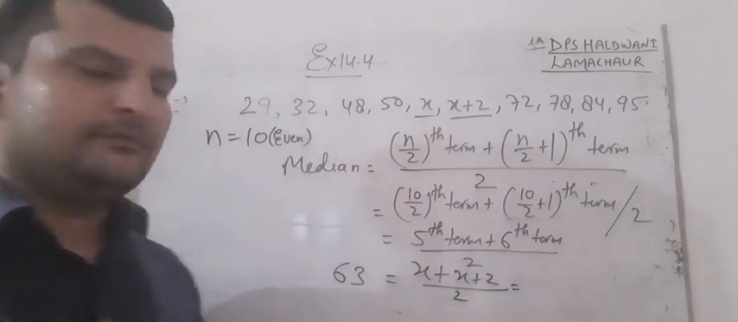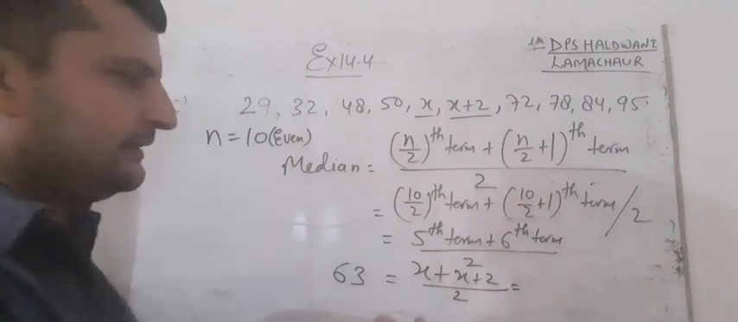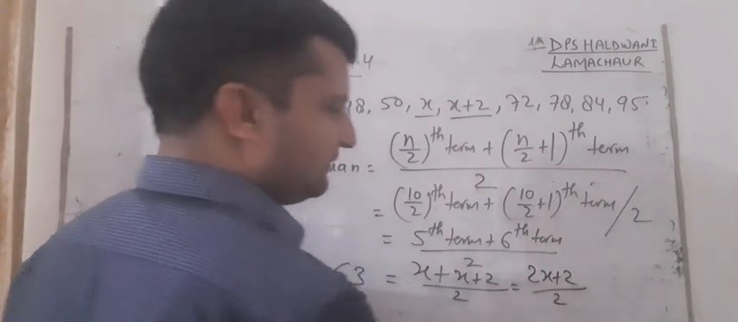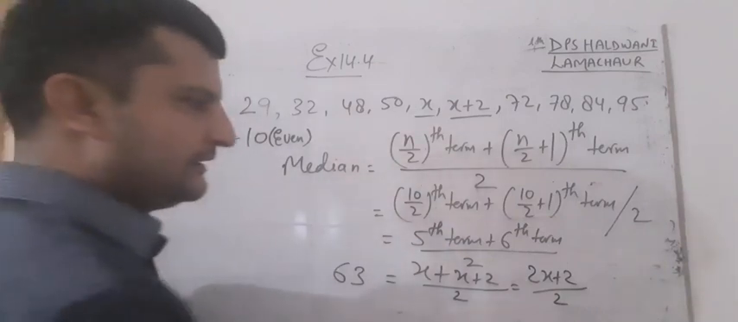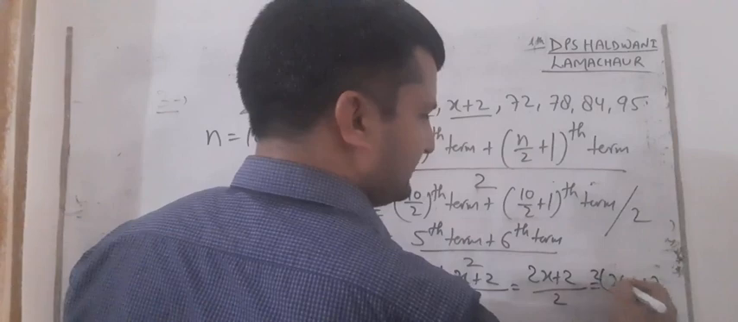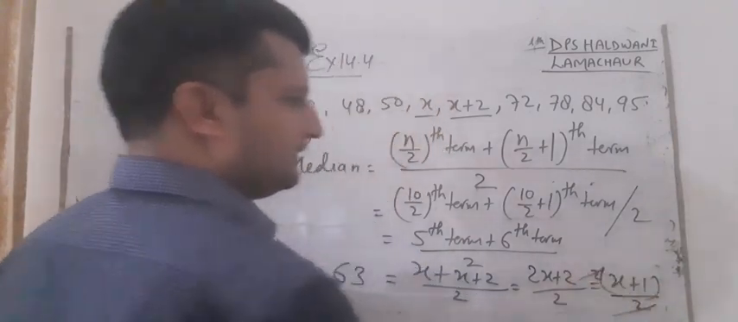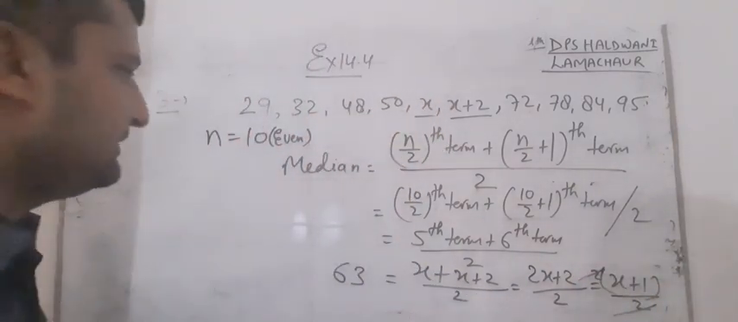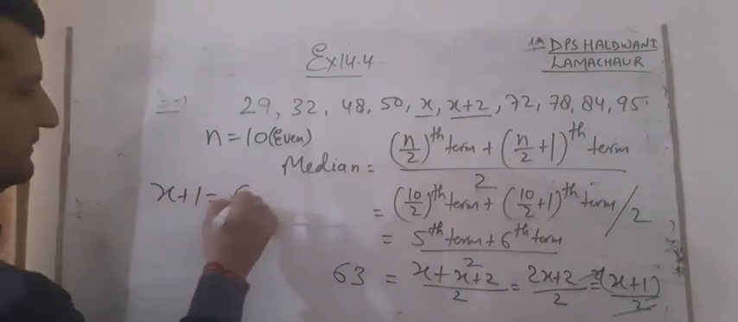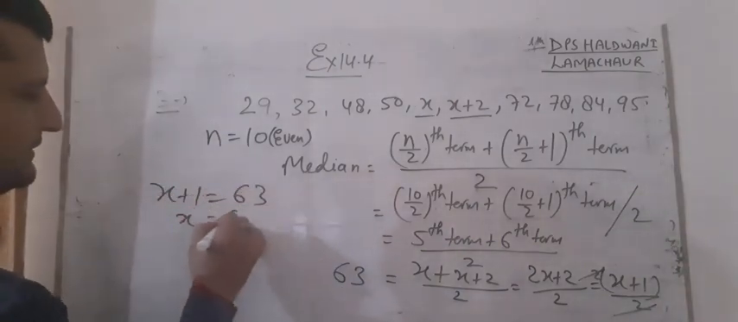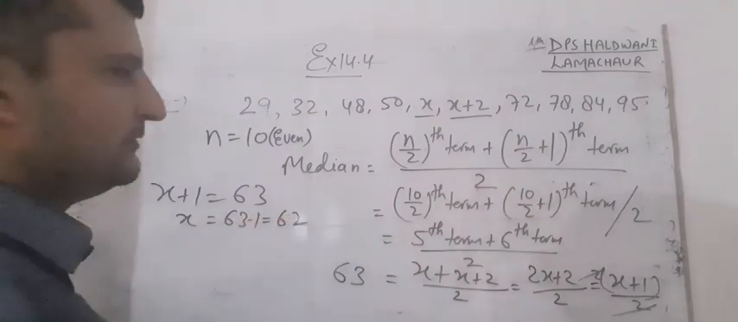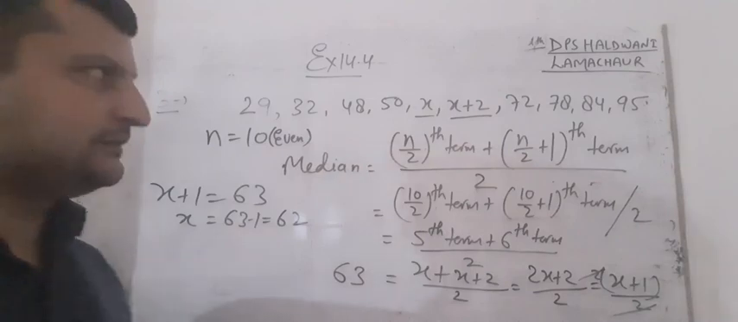So how can we solve it? Either we can cross multiply, or we can solve it here. 2x plus 2 divided by 2. When we take 2 common, what is left? x plus 1, because 2 times x plus 1, the 2 cancels out. So x plus 1 is equal to 63. It means x is equal to 63 minus 1, that is 62. So the answer is, students, 62.